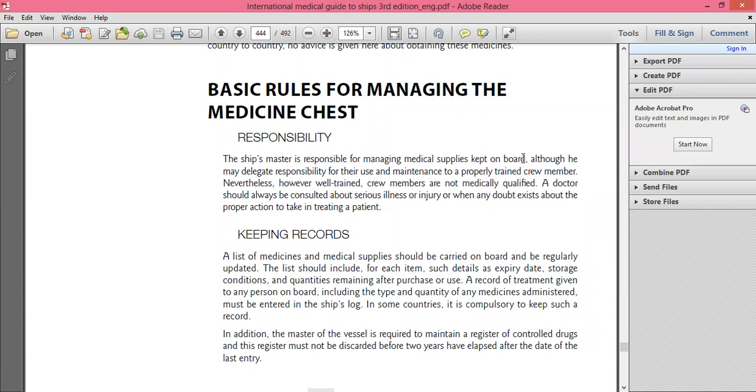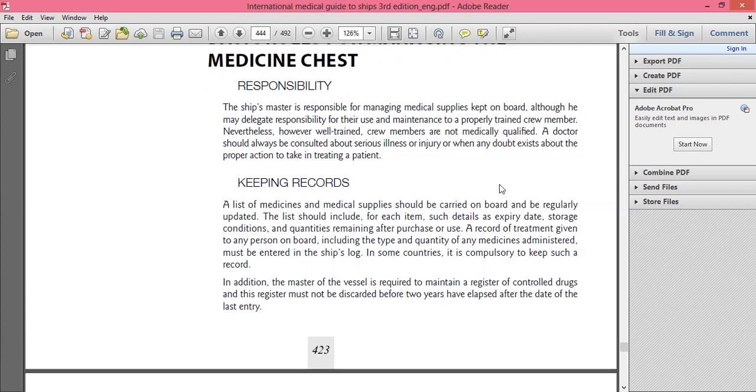The ship's master is responsible for managing medical supplies kept on board. Although he may delegate responsibility for the use and maintenance to a properly trained crew member, nevertheless, however well-trained, crew members are not medically qualified. A doctor should always be consulted about serious illness or injury, or where any doubt exists about the proper action to take in treating a patient.